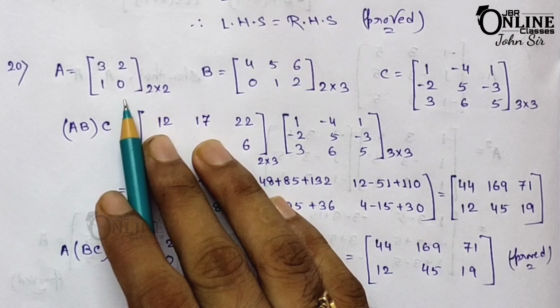Now next, sum number 20. In sum number 20, here A equal to this one, B equal to this one, C equal to this one. So first you have to write down the order of the matrix, you know that.